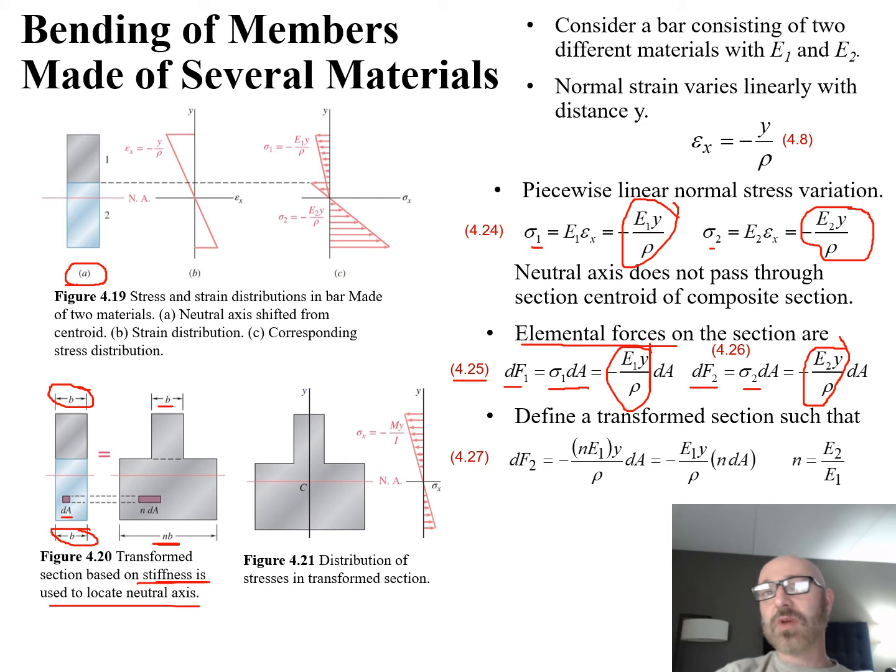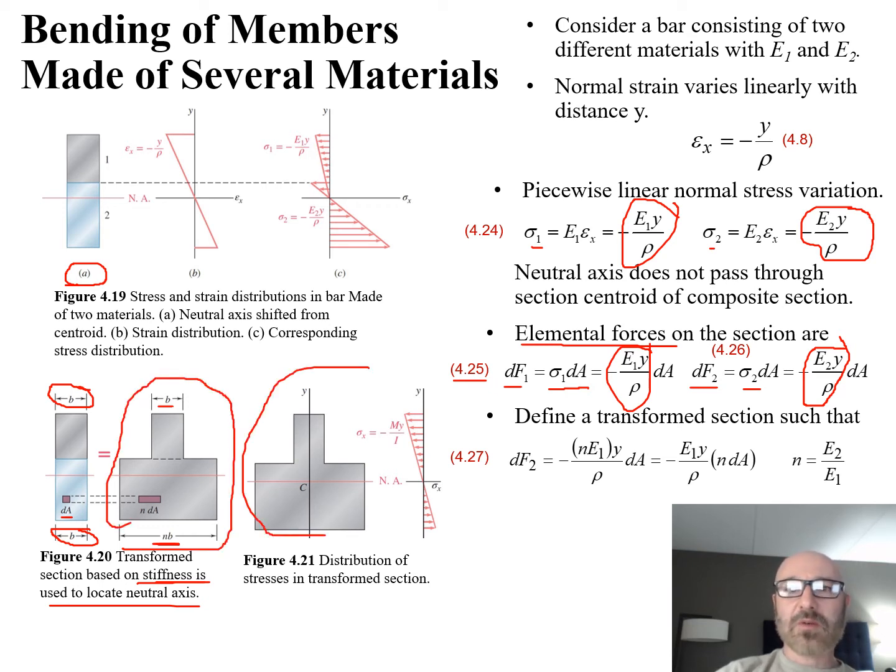But now we want to do this, rather than as a sigma 1 and sigma 2, with this new shape that we talked about down here in figure 4.20. We take a look at this and can now see our centroid is on this guy, with our neutral axis and our y-axis. So we can use a relationship shown in equation 4.27. dF2, our elemental force 2, is equal to negative n, that n value being the shape change, times our epsilon 1 times our y value over rho times dA.